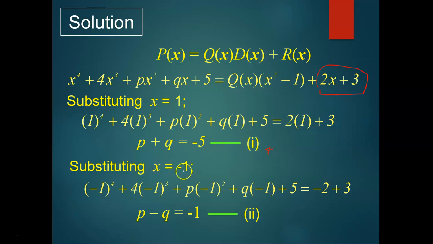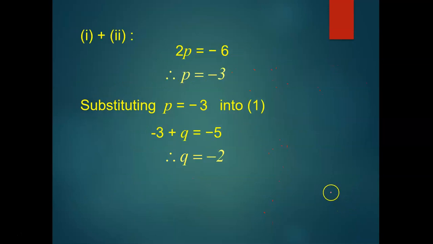Okay. Second, you substitute x equals negative 1. Same thing. When you substitute negative 1 inside here, negative 1 squared, you will get 1. 1 minus 1 is 0. So 0 multiplied by Q(x), the whole thing will be 0. Then you are left with only 2 times negative 1, negative 2, plus 3. So that is the second equation. Using the same method, solve these two by elimination or simultaneous equations. Then you get your p, then you get your q.